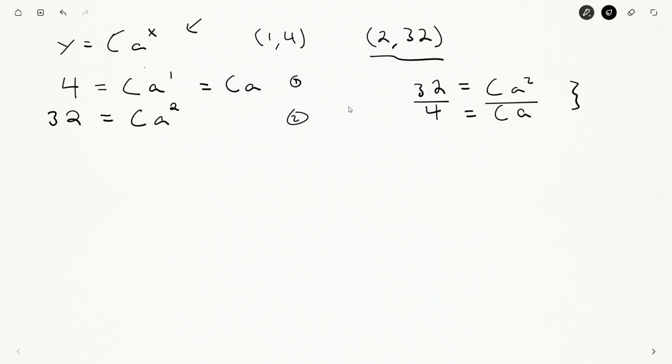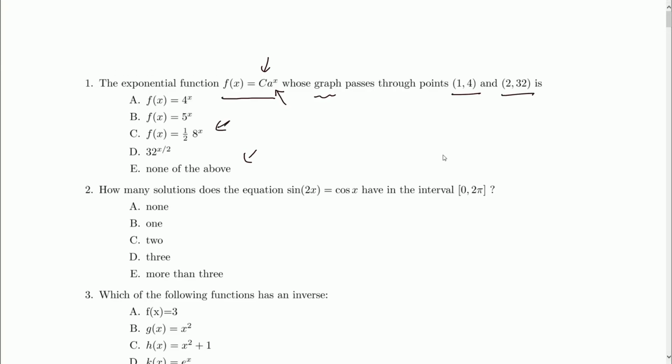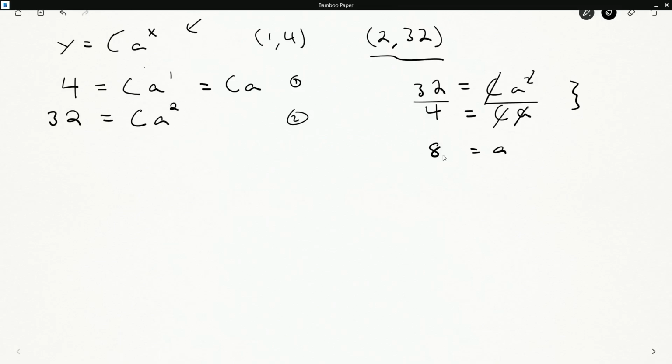So 32 divided by 4 is, without a calculator, 8. c divides by c, and a cancels out with one of the a's up here. So now I know a is going to be 8. Now this doesn't mean that I just get to automatically race back here and say the answer's got to be c, because it's got an 8 to the x. We do still have to double check that the capital C value is 1/2 in order to make that correct.